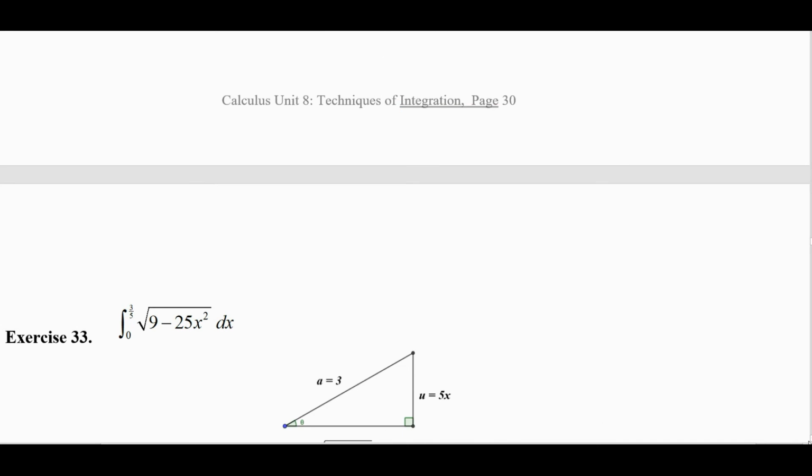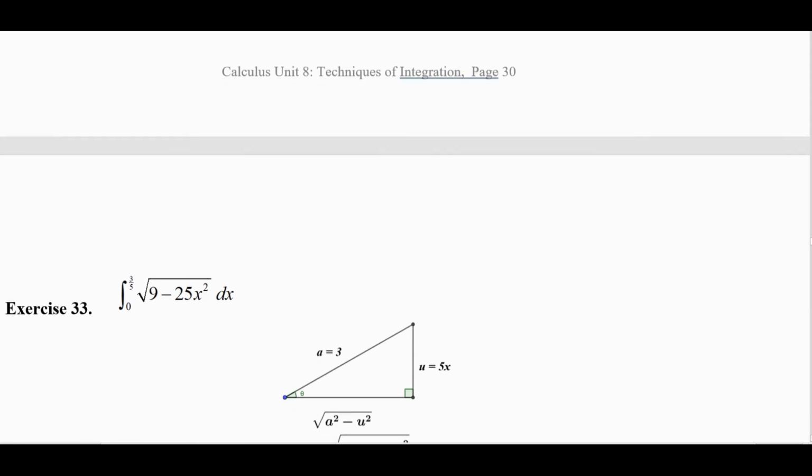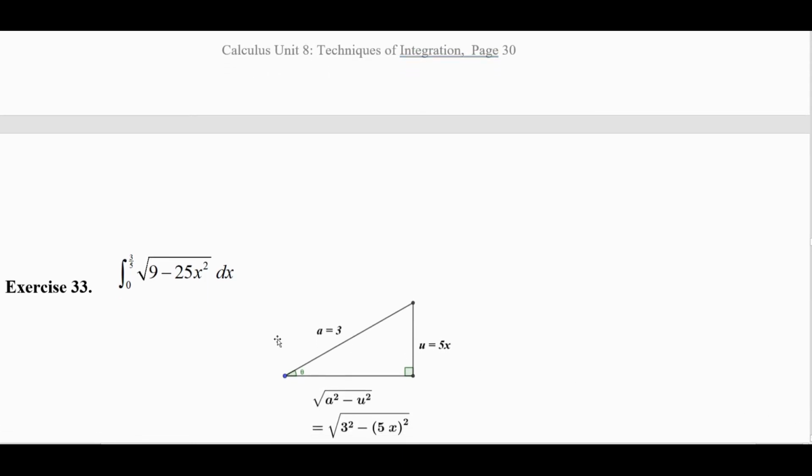Well, this time notice that the 9 is the positive term. So that tells us that the square root of 9, which is 3, has to be the hypotenuse. The square root of the 25x squared, which is 5x, we put our variable on our vertical side when we can, and that leaves the square root of 9 minus 25x squared as the other side.